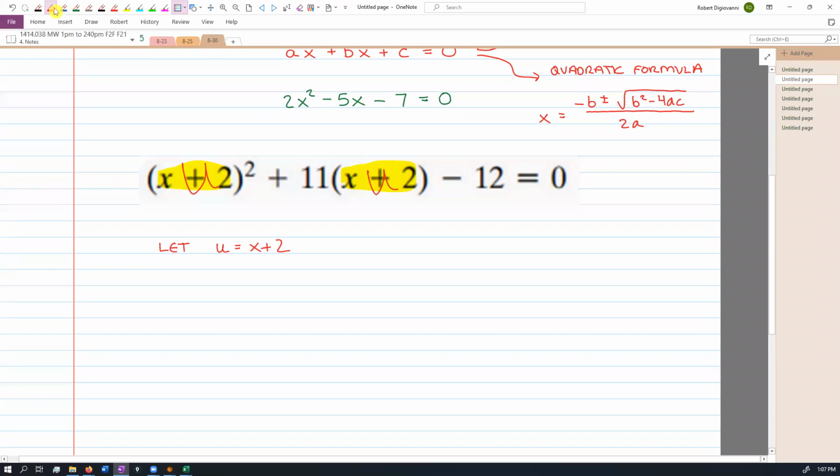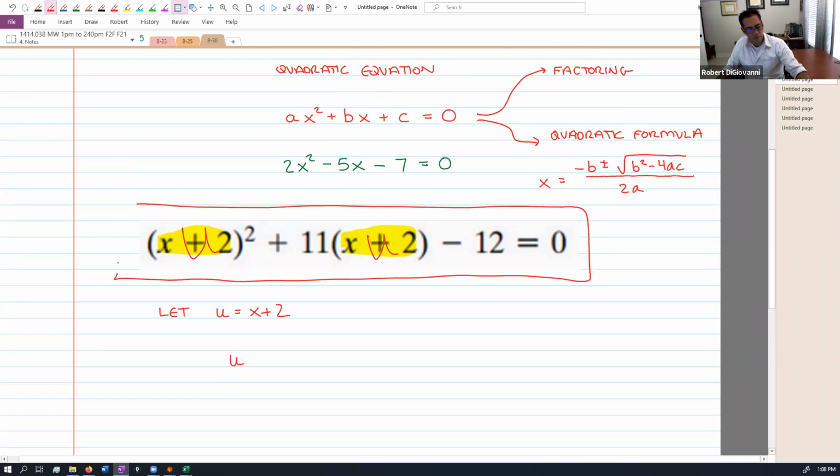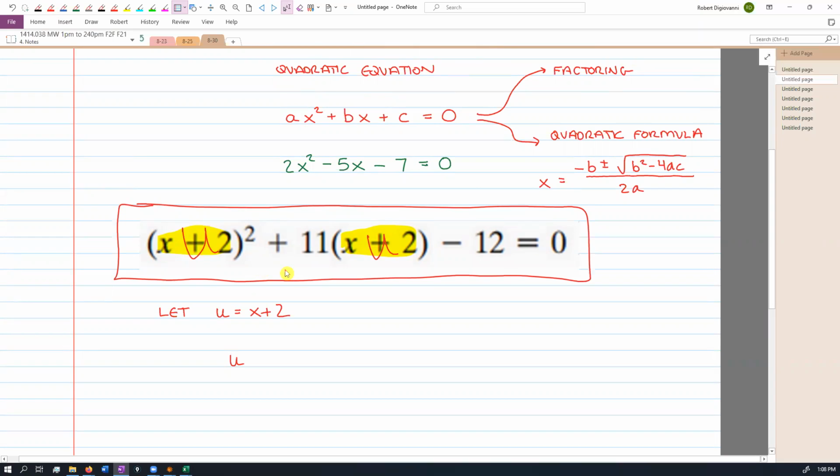Be u x squared minus 5u. What, hold on, what are you looking at? I'm looking at this equation right here, replacing all the x plus 2's with u's. U squared plus 4.